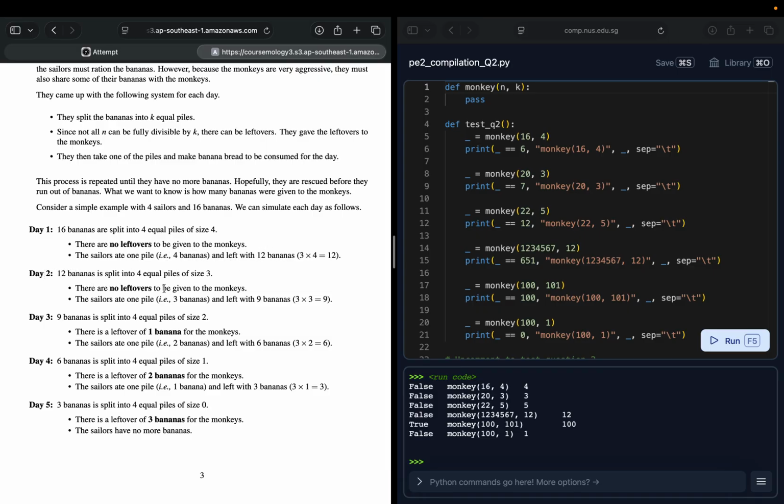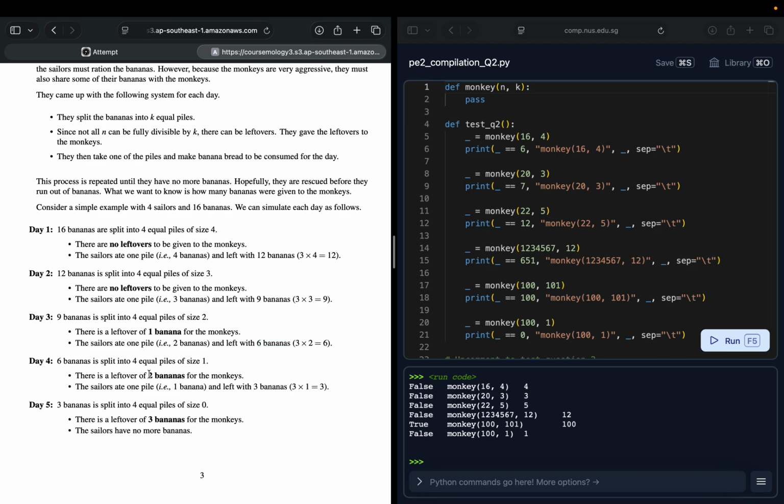Again, this process happens. 12 again is split into 4 equal piles of size 3. Again, no leftovers, and the sailors eat one pile, which in this case will be 3 bananas. They're left with 9 bananas. This process again is done because we have still not reached 0 bananas. So this time we get one leftover banana, which is given to the monkeys, and 2 bananas are eaten by the sailors. So overall we are left with 9 minus 1 minus 2, which will be 6 bananas.